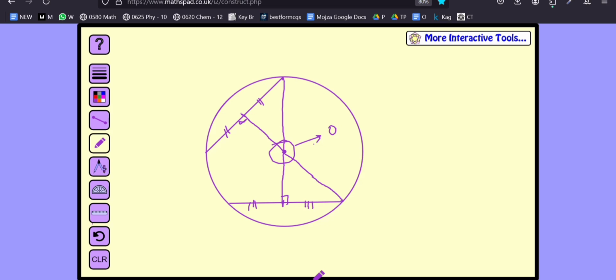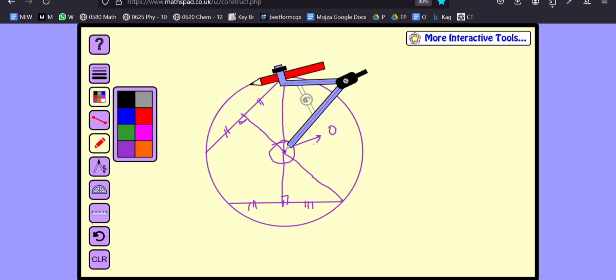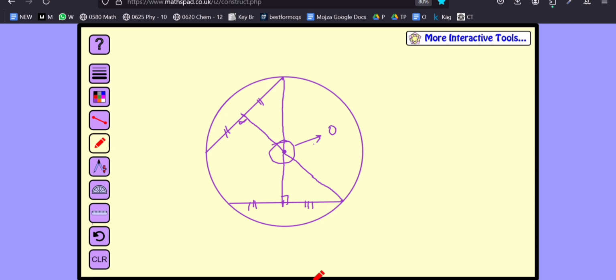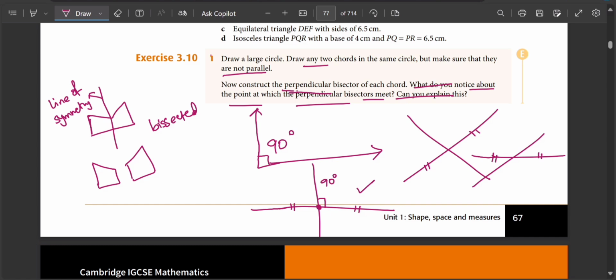Why? Because both of these lines, let me highlight. These two lines in red are lines of symmetry. Since they are lines of symmetry, they cut through the center, and what cuts through the center? A diameter. So they are going to meet at the center as diameters. That is the reason, because they are basically lines of symmetry. So this is where exercise 3.10 and the only question end.